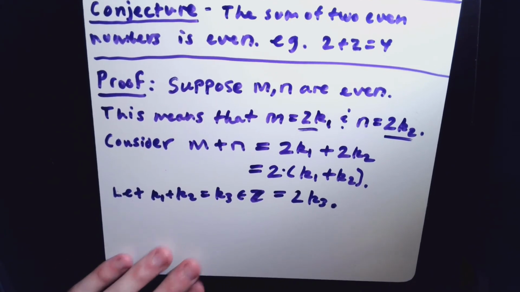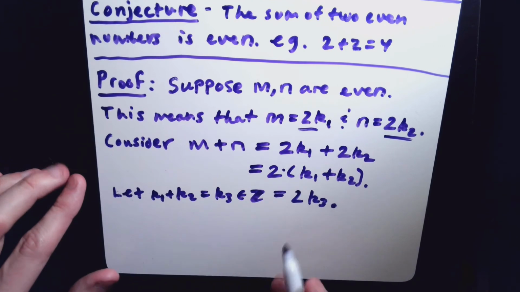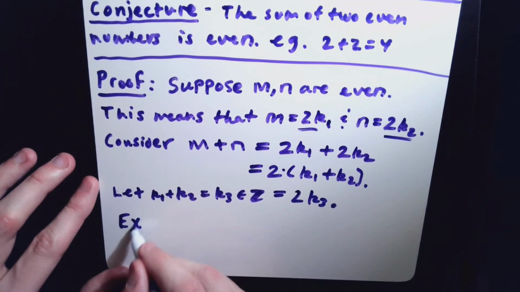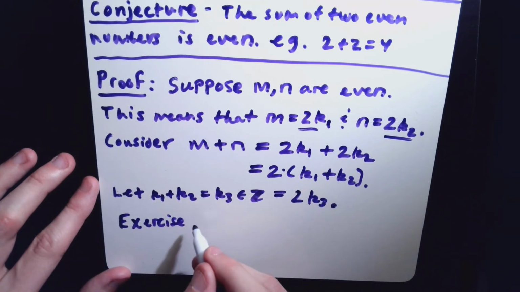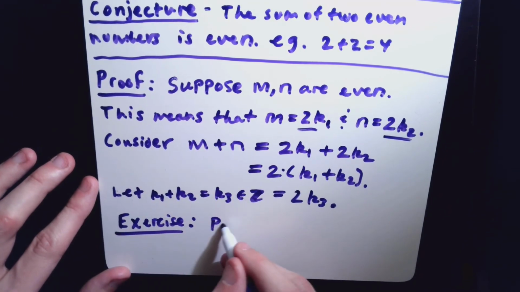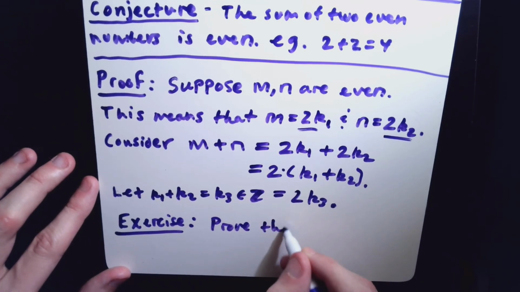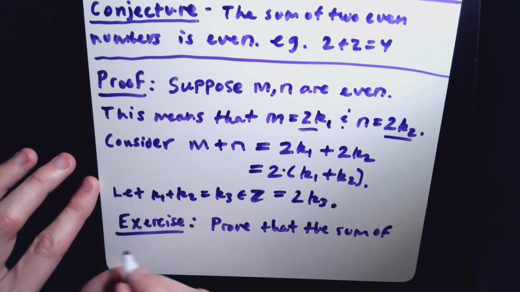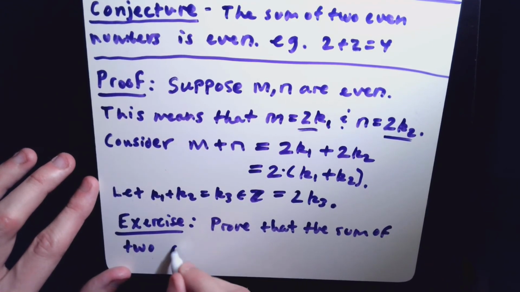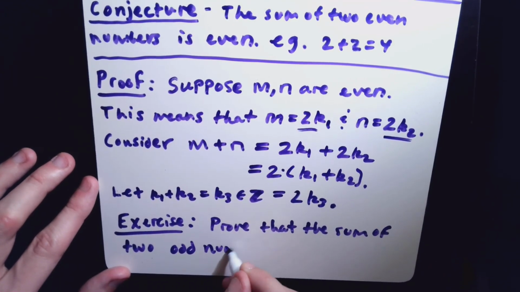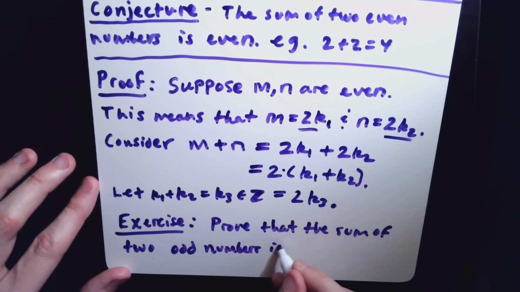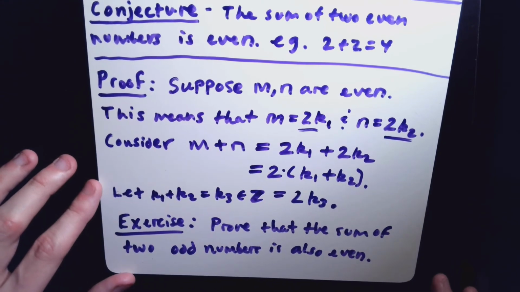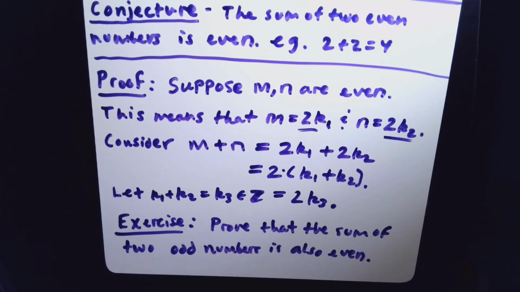Now, I leave it as a challenge to you to take what you've learned from this video and prove, as an exercise, that the sum of two odd numbers is also even. So that's my challenge to you. That's it for this video.